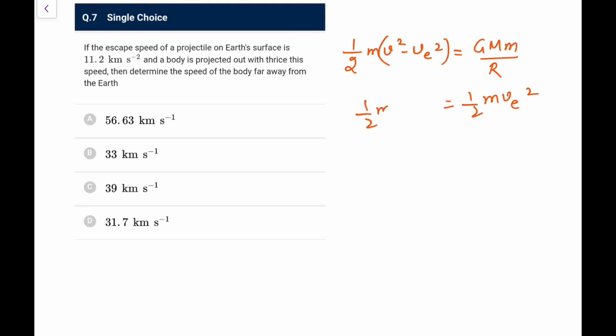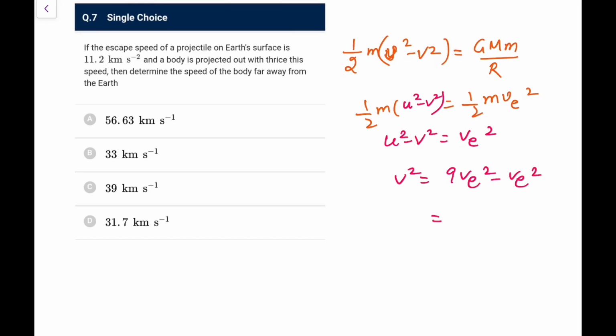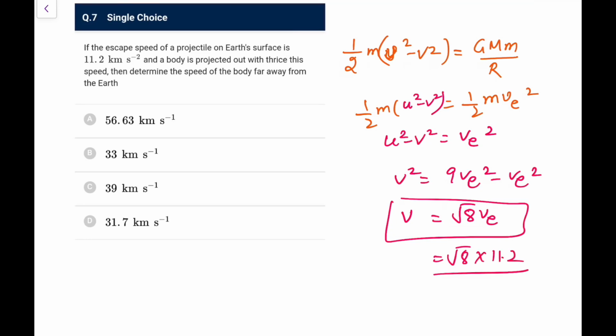So what we have, half m v square minus v escape square, we should write it reverse, sorry, because it is a loss, it should be u square initial minus v square final, because v escape is not written here because it is given with thrice the speed, u square minus v square. So u square minus v square is equal to v escape square. So u square would be 9v square because thrice of that. So that would be equal to root 8 times v. So root 8 into 11.2, that would be less than 33. So closest option is 31.7 kilometer per second. So we'll go for option D.